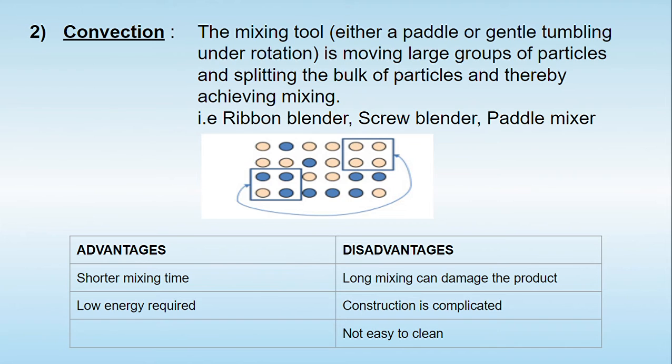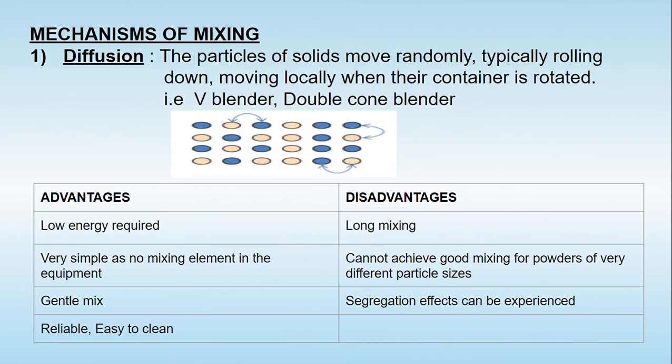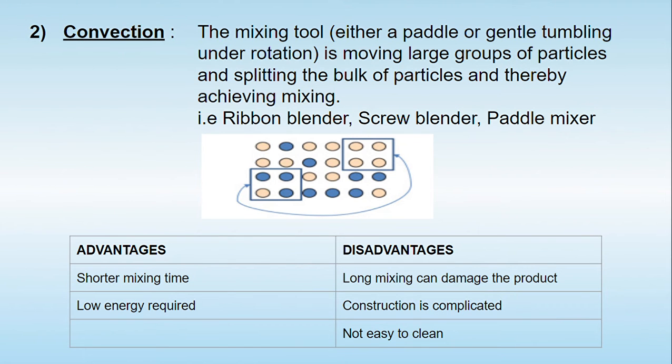Another mechanism that takes place in mixing is called convection. In the case of convection, the mixing tool, whatever force device we are using, will try to enhance the mixing process, either a paddle or gentle tumbling under rotation, whatever it may be, which is useful for moving large groups of particles and splitting them into the bulk of the particles, and thereby we achieve mixing. Examples of mixers which work on this principle are the ribbon blender, screw blender, and the paddle mixer.